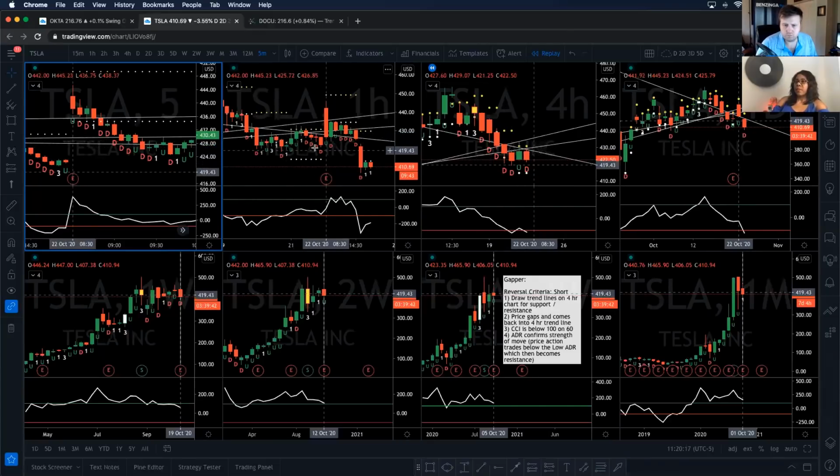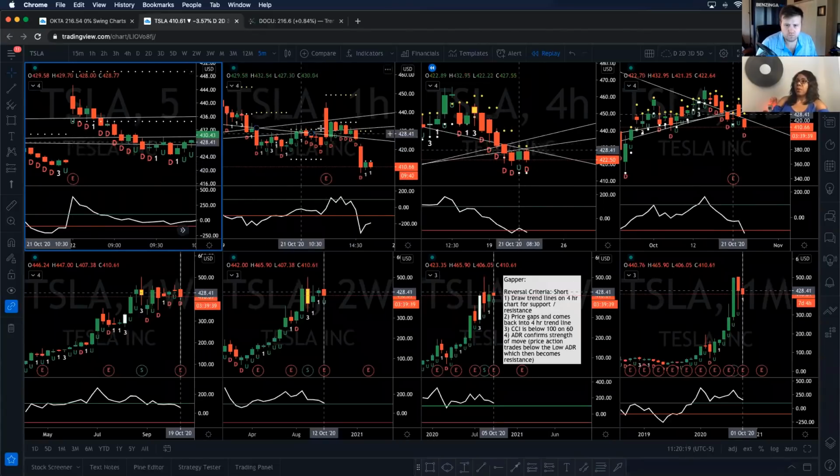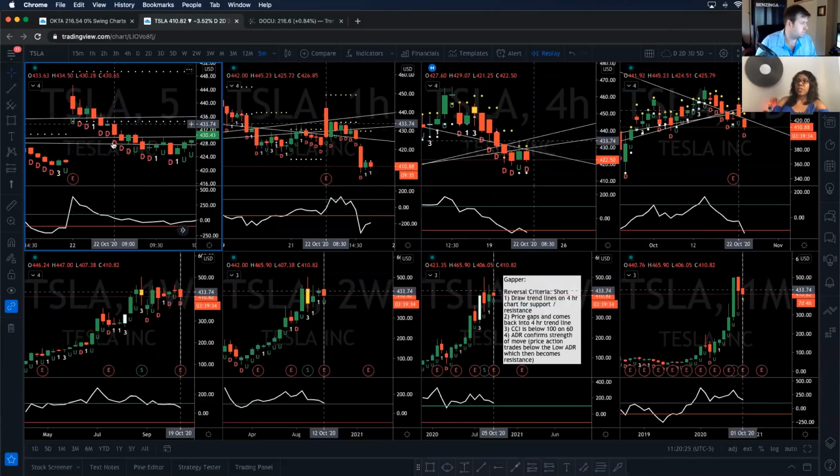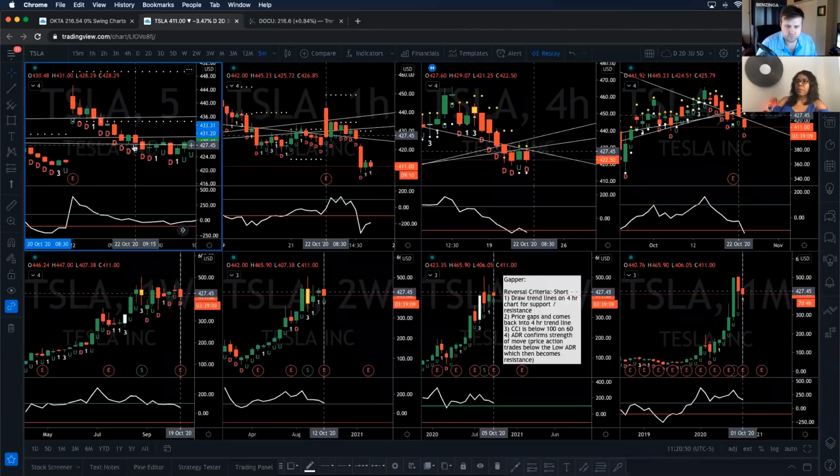So in this case, that didn't happen. Tesla traded below my average daily range and traded below 100 on the 60. So I took that, and this came back inside my 4-hour candle, 4-hour trend line. So that's this line here. Okay, so this now becomes resistance, and you can see it came back up and failed and trended right down to my next. So these are all my support lines.